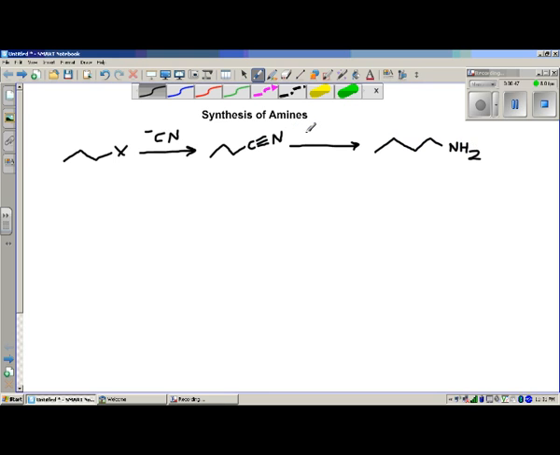Now, what do you think you would put here? I'll give you a clue. It's a two-step process, and I already said it was a reduction. Well, it's the reducing agent that we've seen most often, and that is our lithium aluminum hydride, followed by, as always, protonation to form our product. Now that's one way of combining two reactions that we've seen already to make an amine.